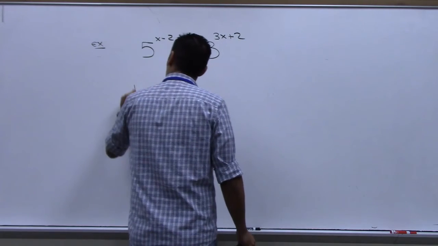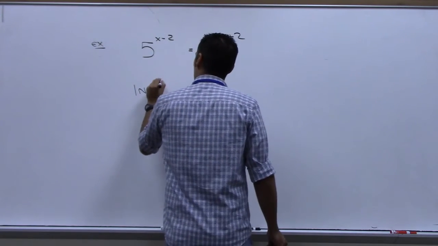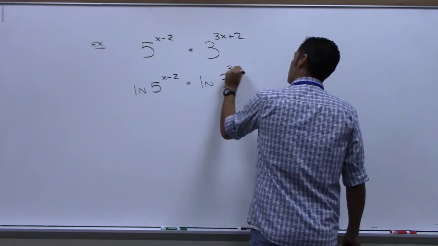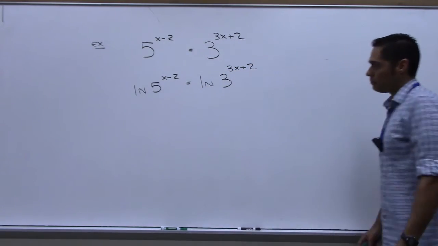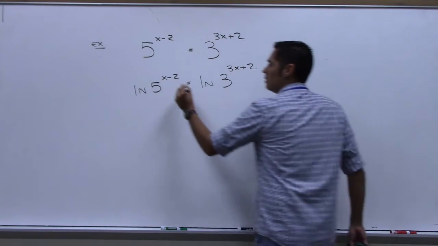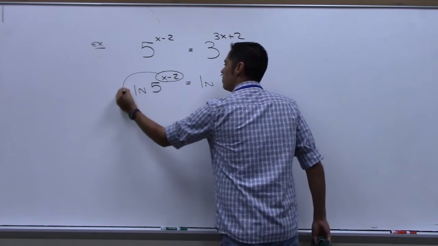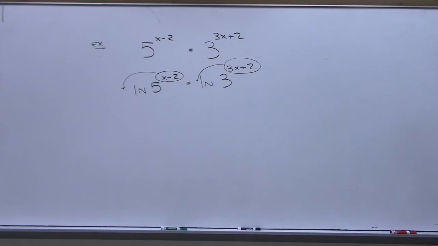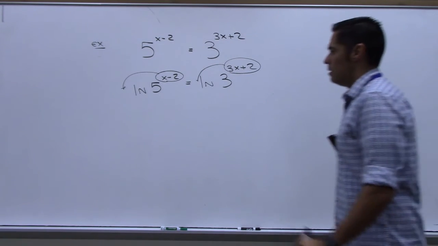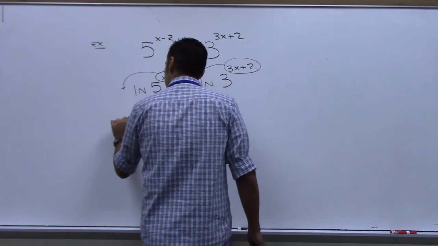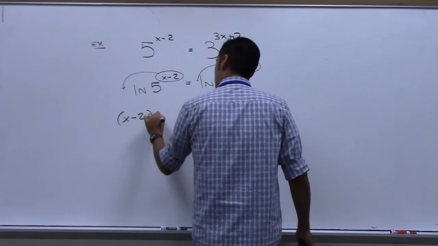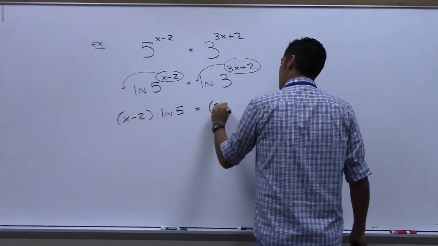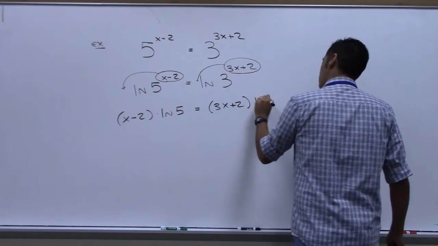So let's still come in here with natural log of 5 to the x minus 2 equals natural log of 3 to the 3x plus 2. And then be real careful here. You're going to drop the entire exponent out front of each one. So when you write this, you have to write (x minus 2) in parentheses times natural log 5 equals, in parentheses, (3x plus 2) times natural log 3.